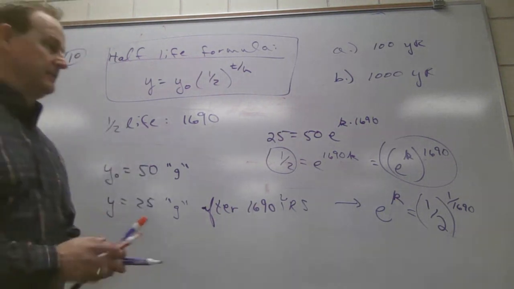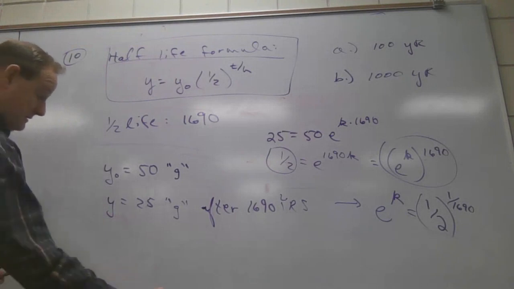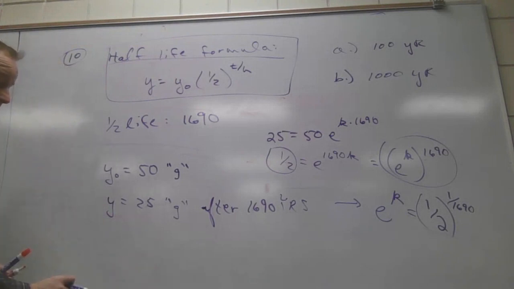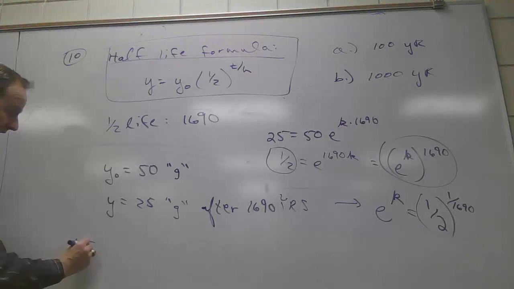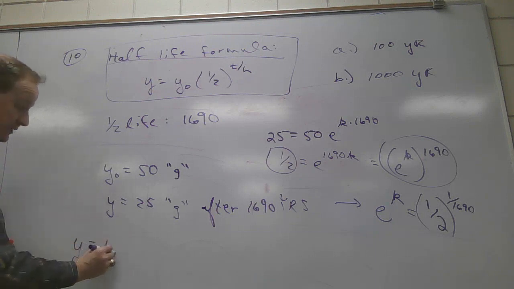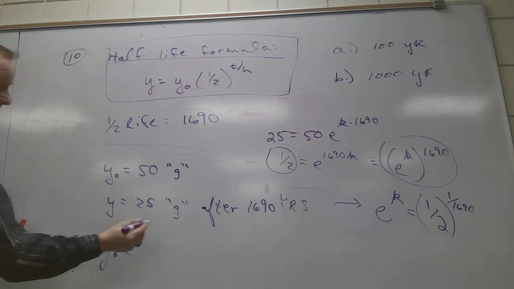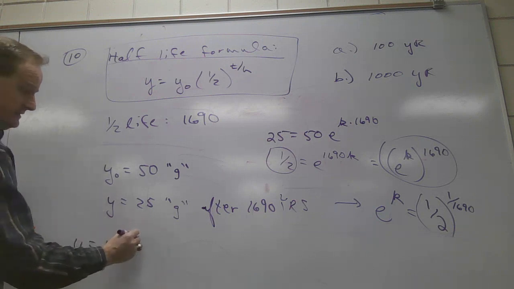I'm not following your work. We had 25/4 equals e to the t divided by 1,690. Okay. So you rewrote your equation as y equals the original amount, right? Y0 e to the kt, right? Yeah.